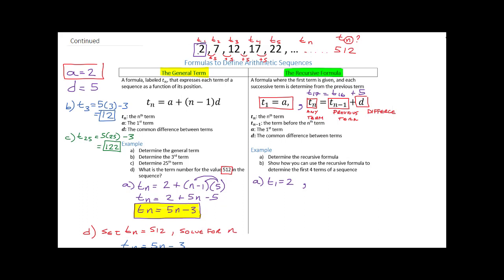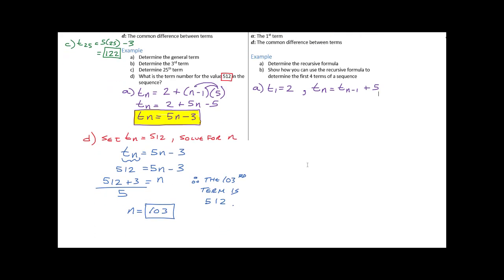Look up at our pattern. Don't I take 2 and add 5 to get 7? Don't I take 7 and add 5 to get 12? So that's all this formula means. So if I write it, it looks like this. I write Tn equals Tn minus 1 plus 5. So there it is.